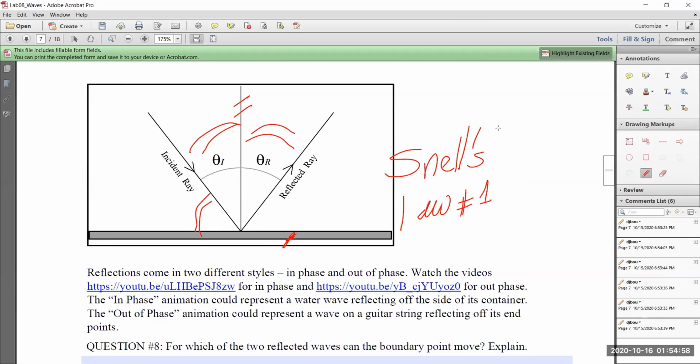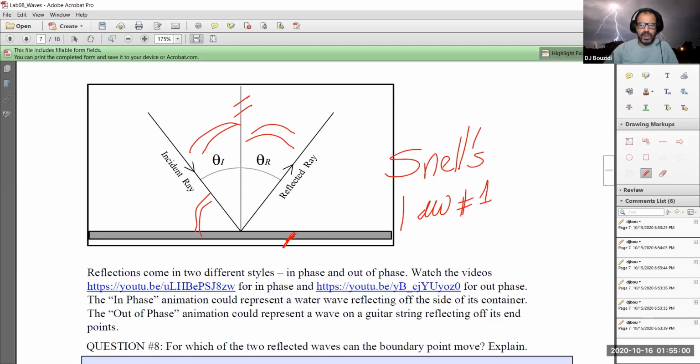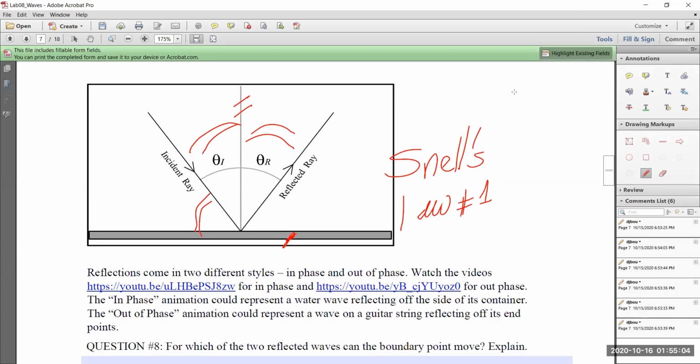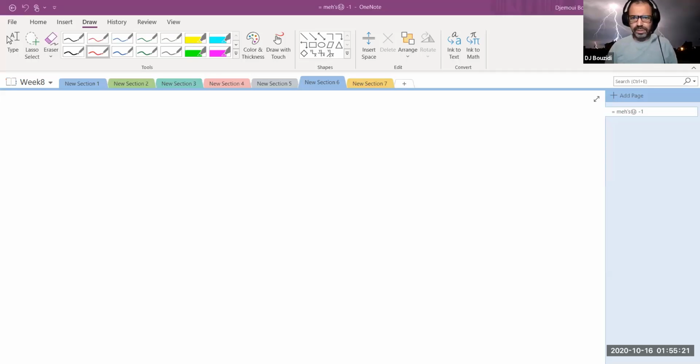Let me illustrate how the image forms, because image formation is one of the most fascinating topics in optics. So let's talk about that because you brought up this issue. Let's see how the image forms. Let me share the screen. So here is the image. Here is the mirror, I'm sorry.